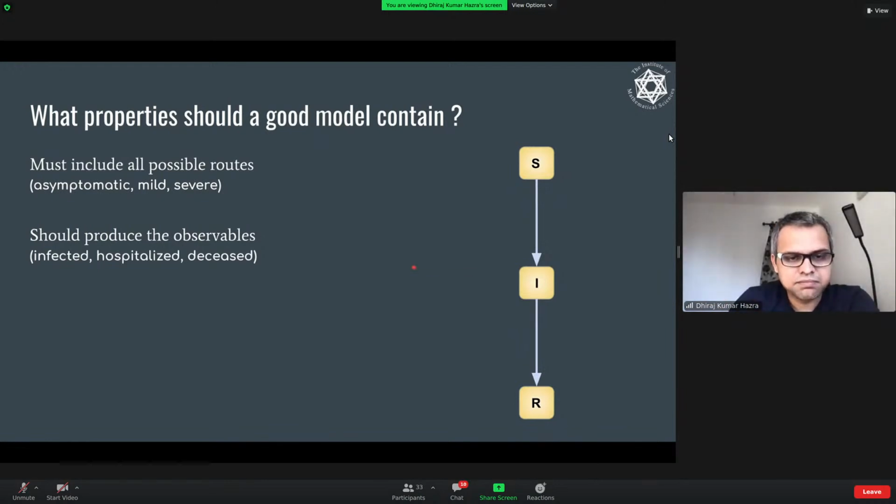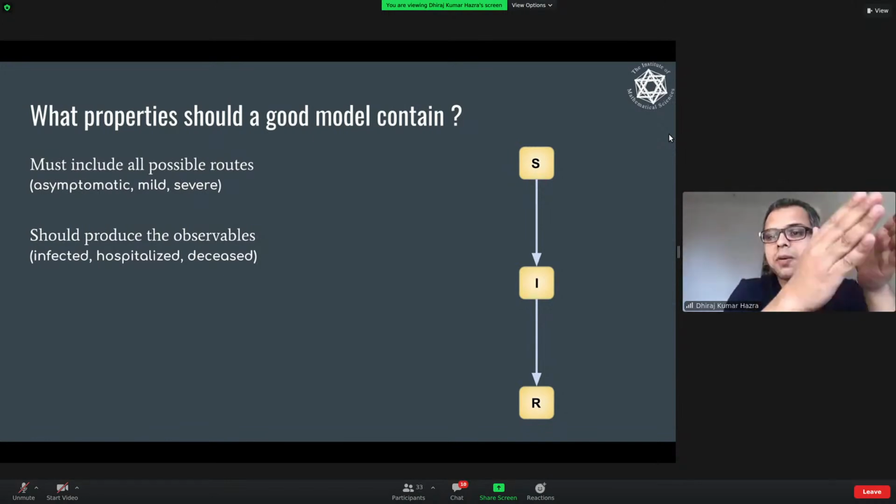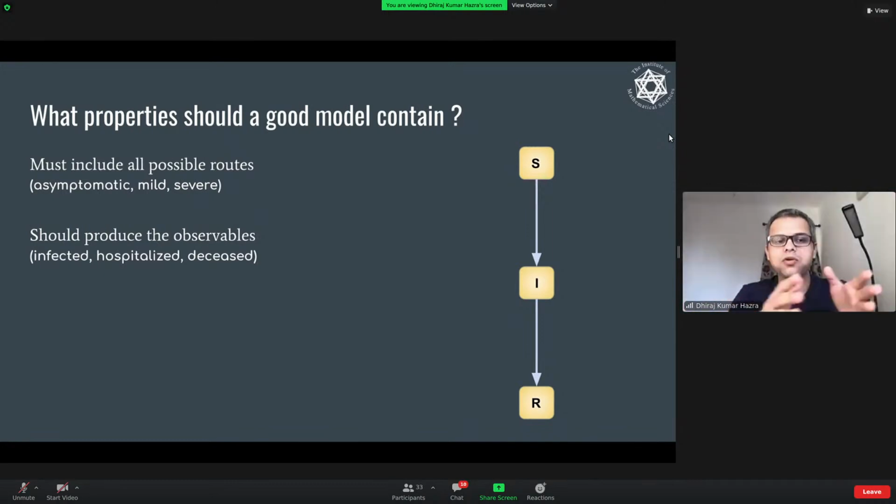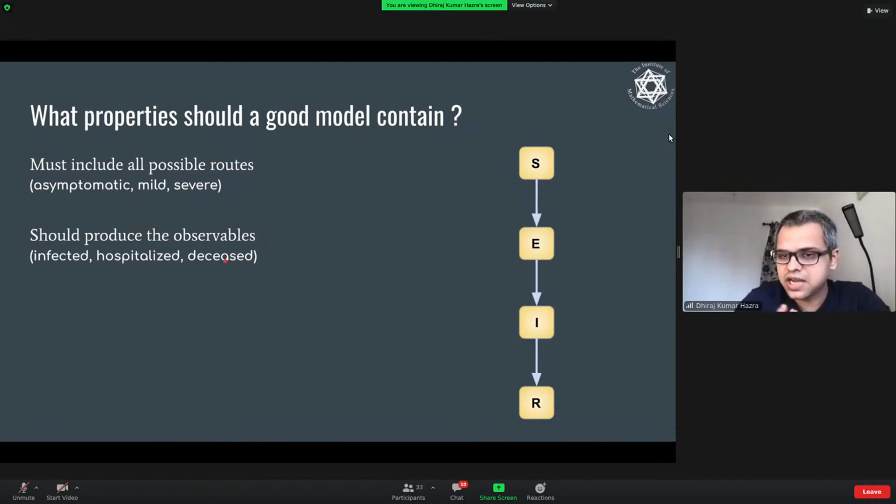Another thing is that the model should reproduce the observables. Let's say I want to compare our model with the data. Now we need to have those compartments. For example, the infected should be there. We should have a compartment for the hospitalized category, and we should have a compartment for the deceased. So that's how we build the model.